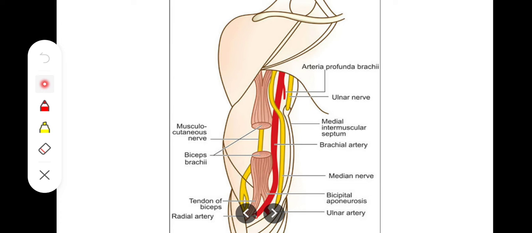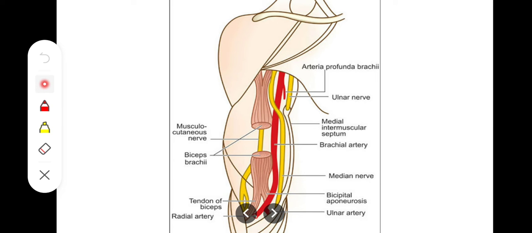Then laterally we'll be having the coracobrachialis muscle, the biceps muscle, and the median nerve in its upper part. You can see the biceps and the brachialis muscle on its lateral aspect, and the median nerve then goes on the medial aspect on the lower part of the arm.